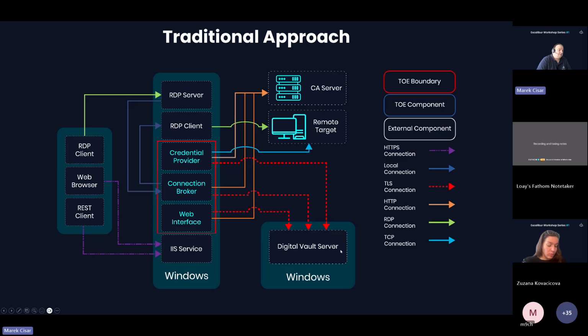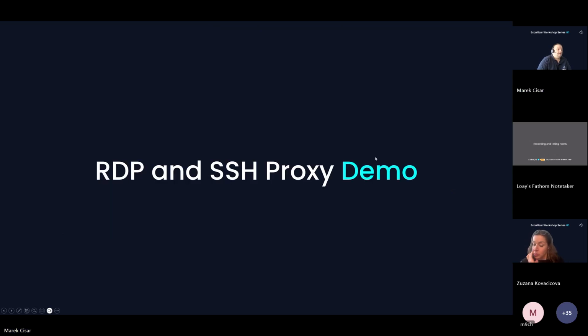For example, digital vault server, separate machine, RDP server, RDP client, credential provider, etc., etc. For example, IIS, Internet Information Service, so HTTP server running on Windows. Nobody likes it. Nobody wants to take care of it, and yeah, lots of complexity, lots of troubles. And I will show you how the Excalibur can do that much easier.